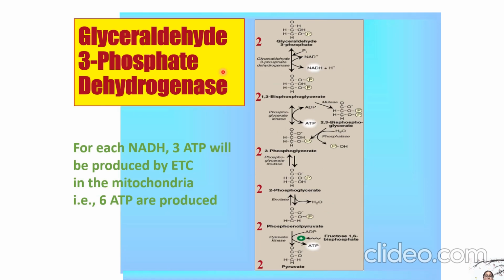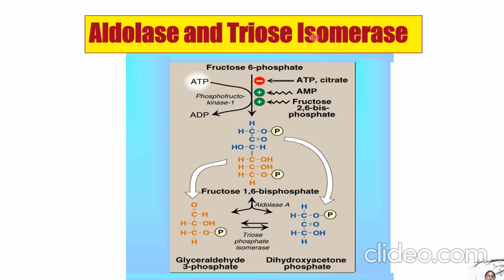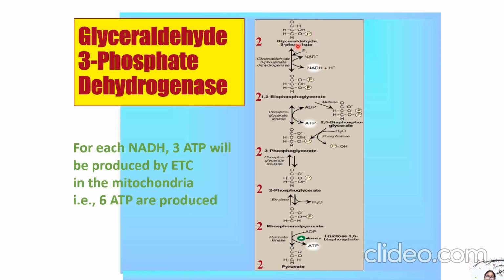Now, when we move on with glyceraldehyde 3-phosphate, it gets converted to 1,3-bisphosphoglycerate. NAD plus is taken in and converted to NADH plus H plus, with the help of the enzyme glyceraldehyde 3-phosphate dehydrogenase. For each NADH, 3 ATP will be produced by the electron transport chain in the mitochondria. That is 6 ATP will be produced, which comes under the further steps.